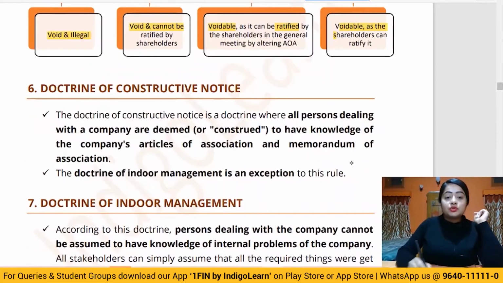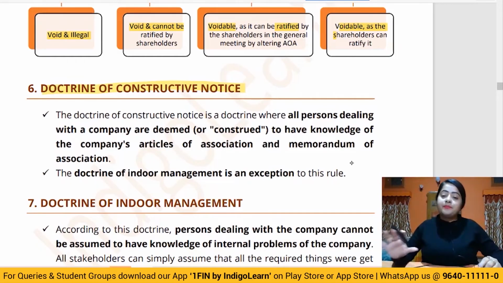The next doctrine is the doctrine of constructive notice. Now, this doctrine is for the protection of the company. This doctrine says that if any outside party is dealing with the company, then they are supposed to have read the Articles of Association and the memorandum. So whatever is stated in the Articles of Association and memorandum, any outside parties dealing with the company are deemed to have knowledge of the articles and the memorandum. They later on cannot blame the company that the company did not inform them about those details, because those details are stated in the articles and the memorandum, and both of these documents are public documents, so outside parties should know about it, right?